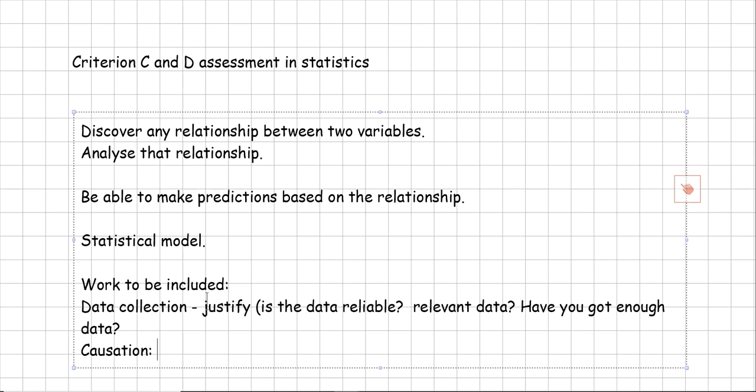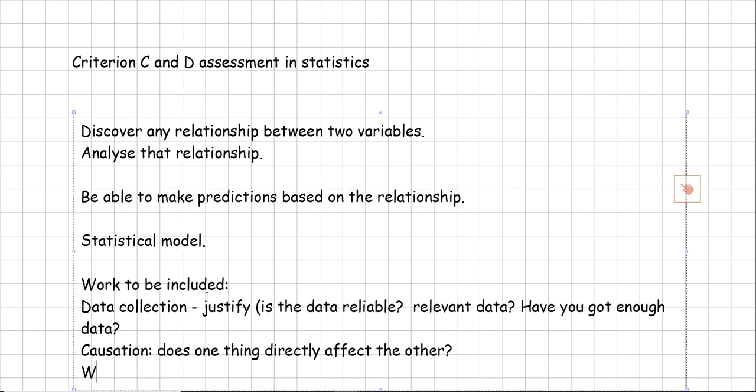As long as you say, having done this, I've got this correlation. It looks like an amazing relationship, perfectly linear, and so on. However, thinking about it, there is this other thing in the middle that probably is directly affecting it, okay? So we've got causation. Does one thing directly affect the other?